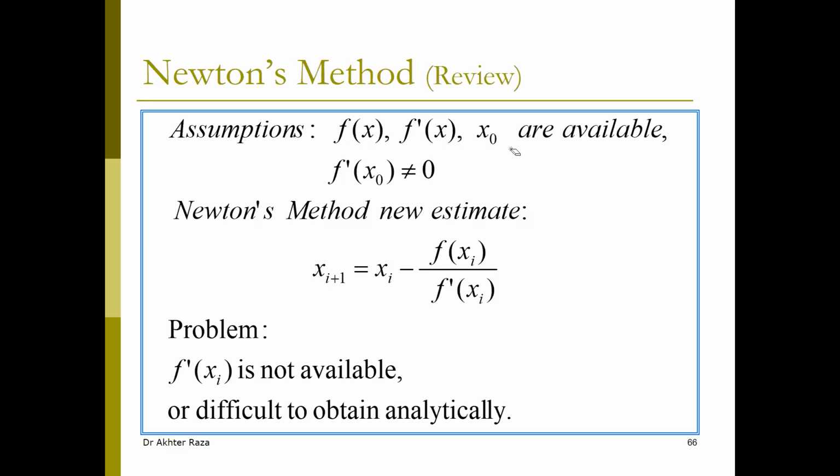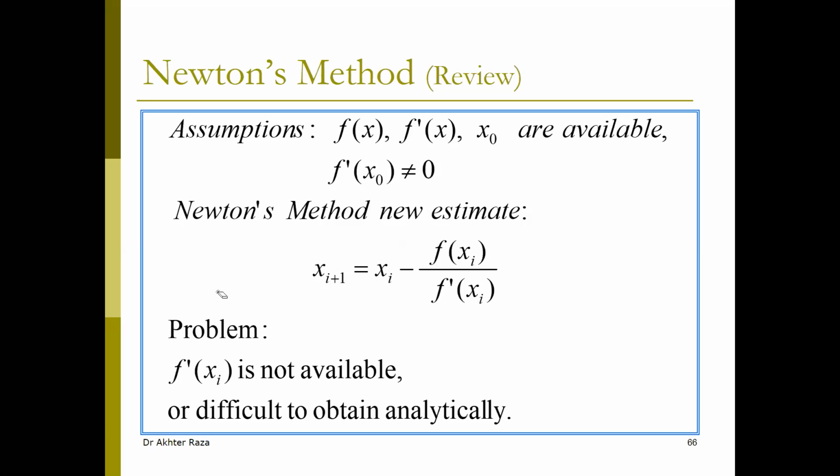Three items are needed, and the derivative should not be equal to 0, because if the derivative is equal to 0, it means your tangent line is a horizontal line. That is the case where the Newton-Raphson method fails, and we cannot have the iteration of the Newton-Raphson method. With the help of this, we add a new estimate, and the new estimate can be obtained by just calculating a ratio of f(x) and f dash x. This is the Newton-Raphson method.